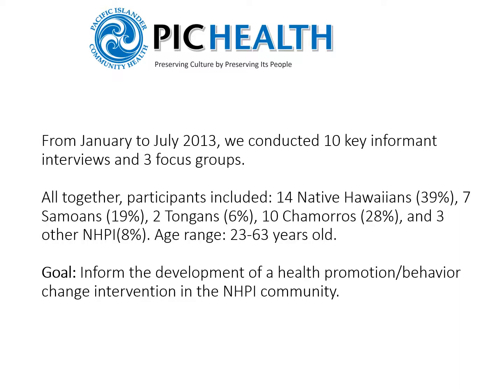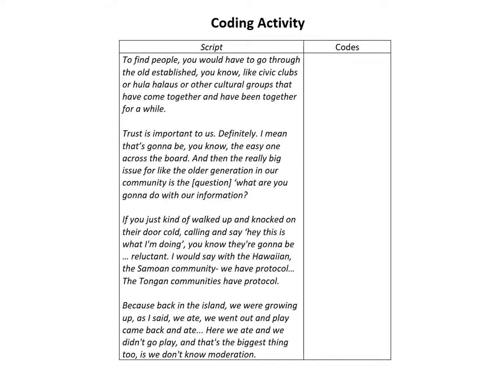Okay, so let's take a look at a quick example. As you know, my work is with Pacific Islanders, and here's a little bit of information. We did 10 key informant interviews and 3 focus groups, and the goal was to inform the development of an intervention. Now, I'll ask you to pause right here and read each paragraph and think about what code you would apply to it. I'll give you one example, which is the first one.